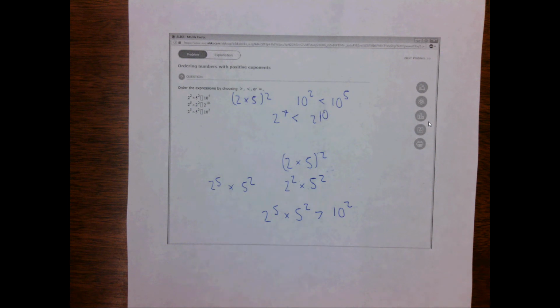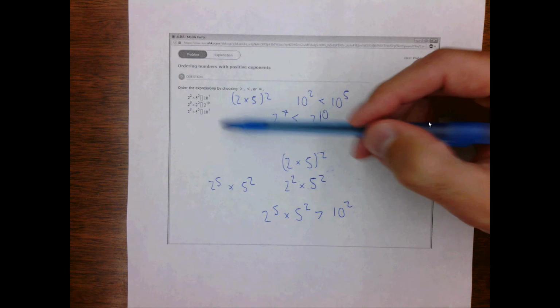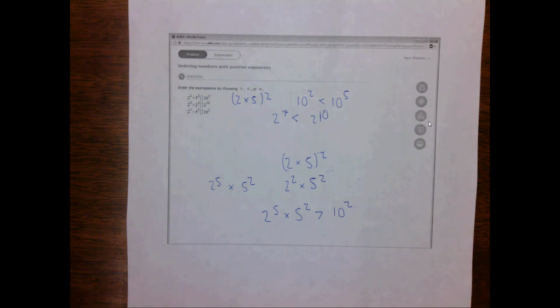Another way to do this problem would be to actually figure out the numerical values of each of these using our calculator, and that would work as well. In many of the problems that we go over in this course, there are many ways to do them.